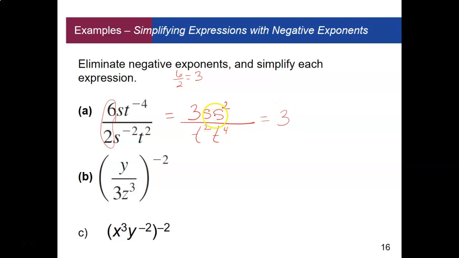Okay, now I can finish this up by combining these together. So s to the 1st times s to the 2nd will be s to the 3rd, and then this will be t to the 6th, adding the exponents.